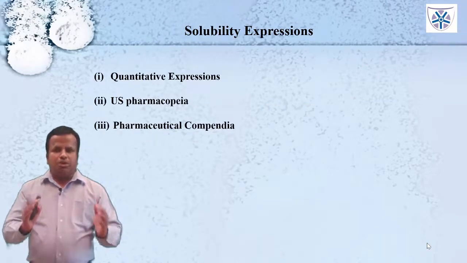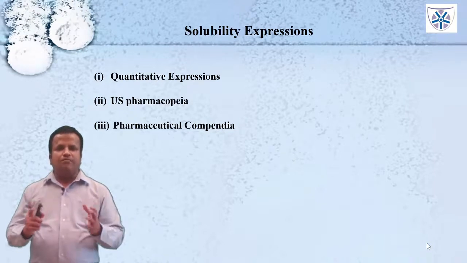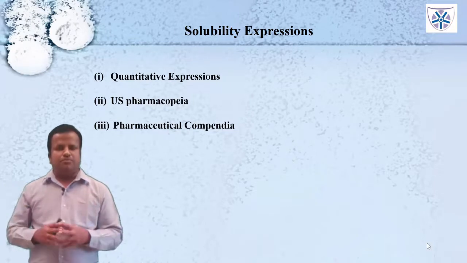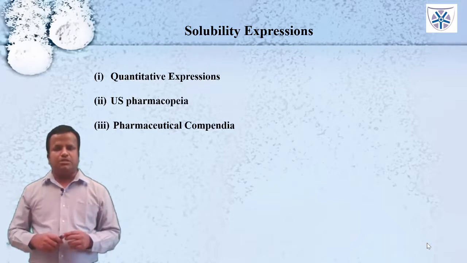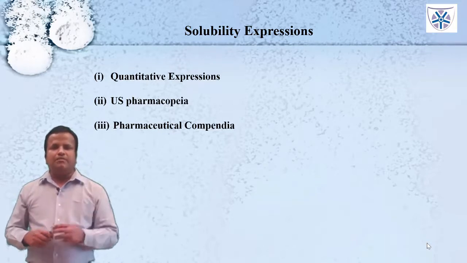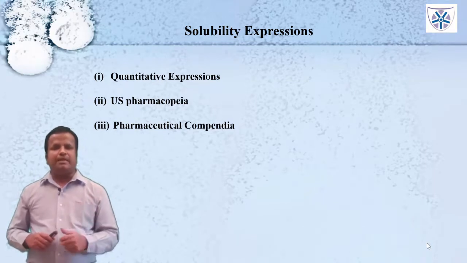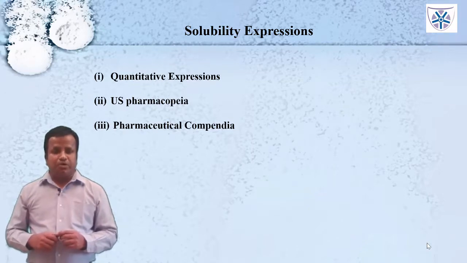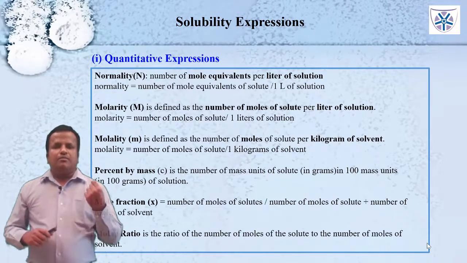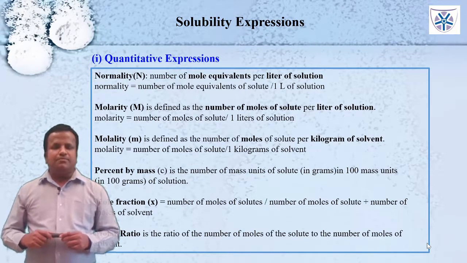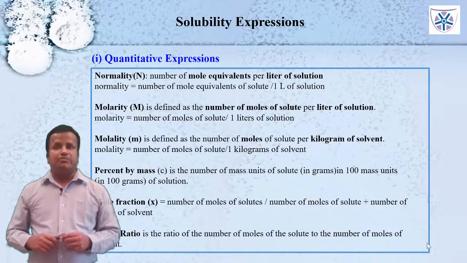Okay, after this solubility, we need to measure the quantity of the solute dissolved in the solvent. How much quantity there is, we can express in different terminologies. So here, solubility expressions are three different ways people express. One is quantitative expressions. The second one is the US pharmacopoeia, given by US people. The third one is pharmaceutical compendia. Quantitative expressions are normality, molality, percent by mass, mole fraction and molar ratio. These are commonly termed quantitative expressions.